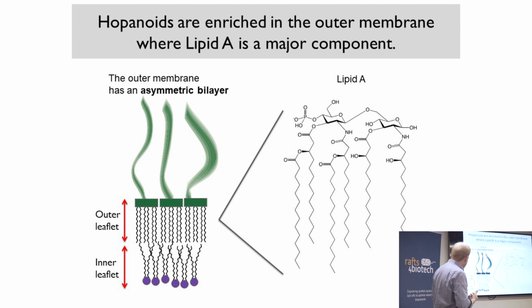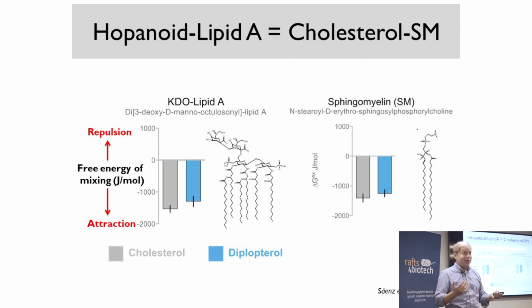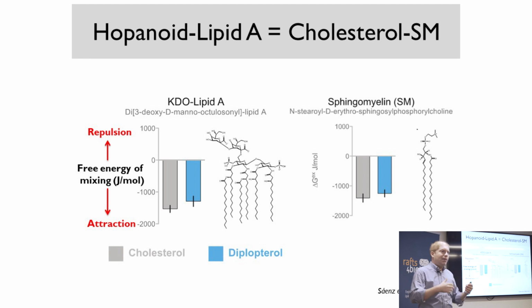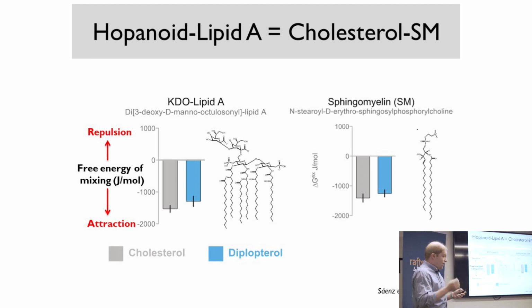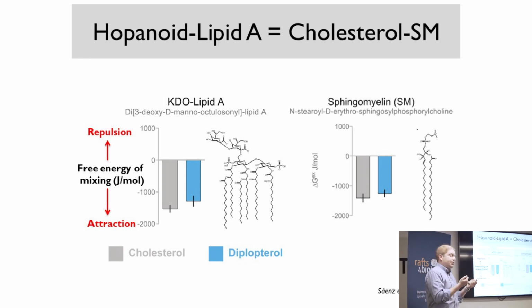So that was interesting. And then I asked, okay, is there an analogy between the interaction of a Hopanoid with Lipid A and cholesterol with sphingomyelin? I won't explain entirely the experimental setup here, but what we did was we measured the free energy of mixing of a Hopanoid with Lipid A or cholesterol with sphingomyelin using a monolayer setup. And it's a very precise way of measuring the interaction of two lipid species.